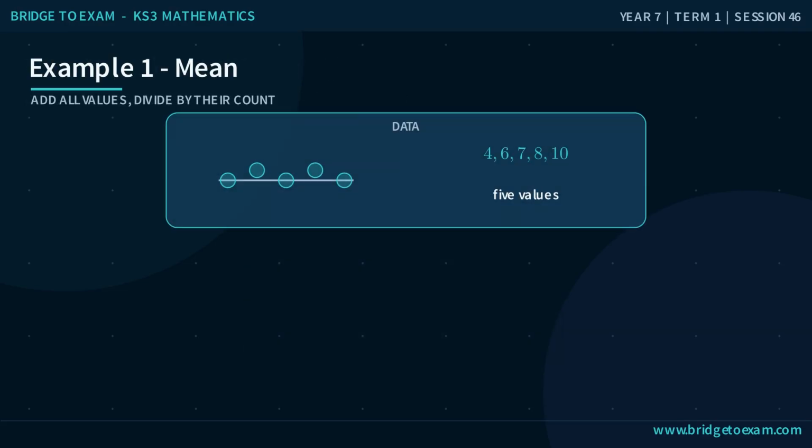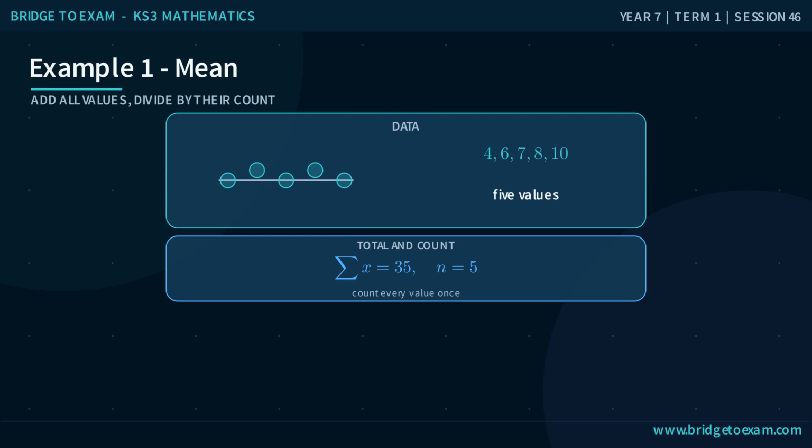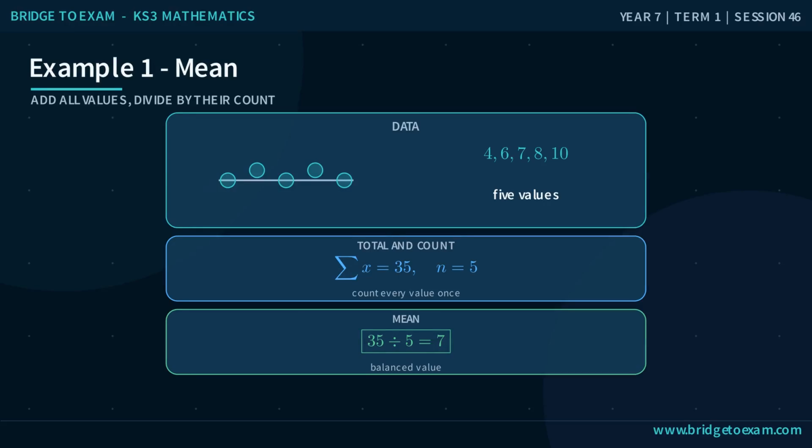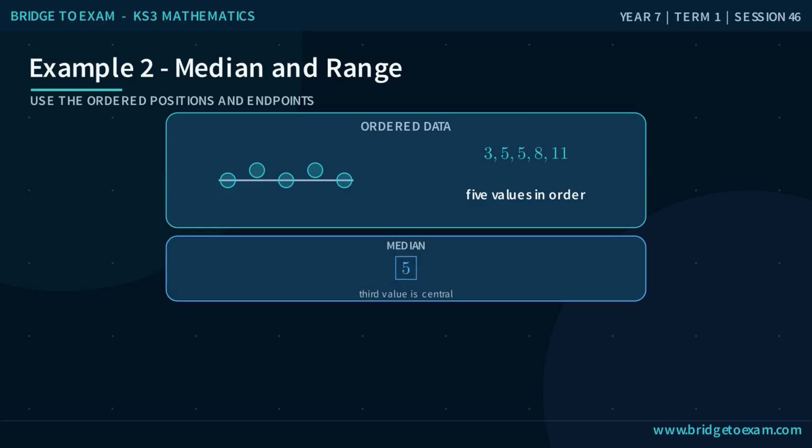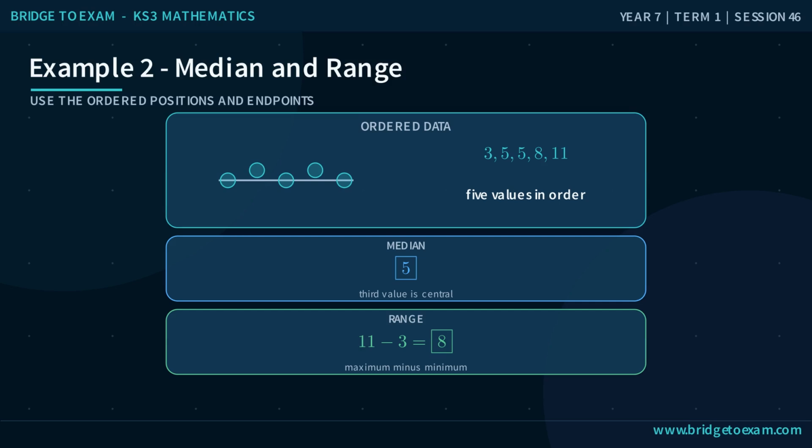Find the mean of 4, 6, 7, 8, and 10. Add the values to get 35, then divide by the 5 values. The mean is 7. Find the median and range of 3, 5, 5, 8, and 11. The values are ordered, so the middle value is 5. The range is 11 minus 3, which equals 8.